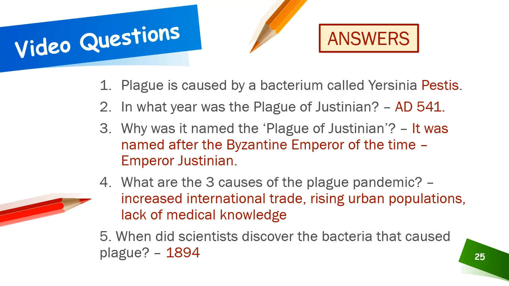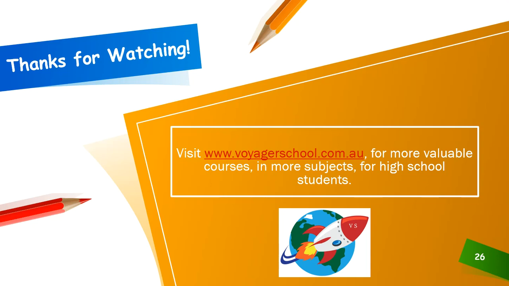4. What are the 3 causes of the plague pandemic? Increased international trade, rising urban populations, and lack of medical knowledge. And 5. When did scientists discover the bacteria that cause plague? This was in 1894.